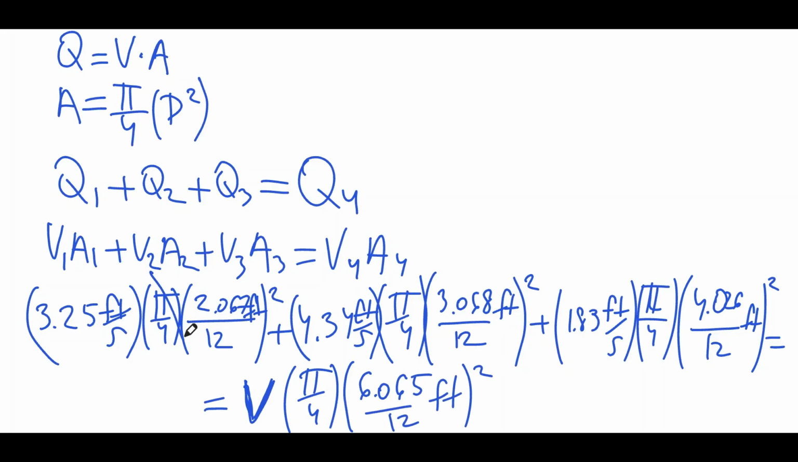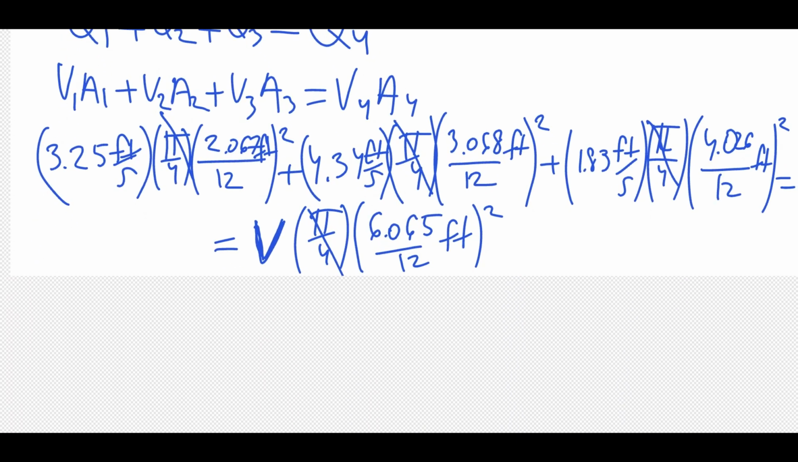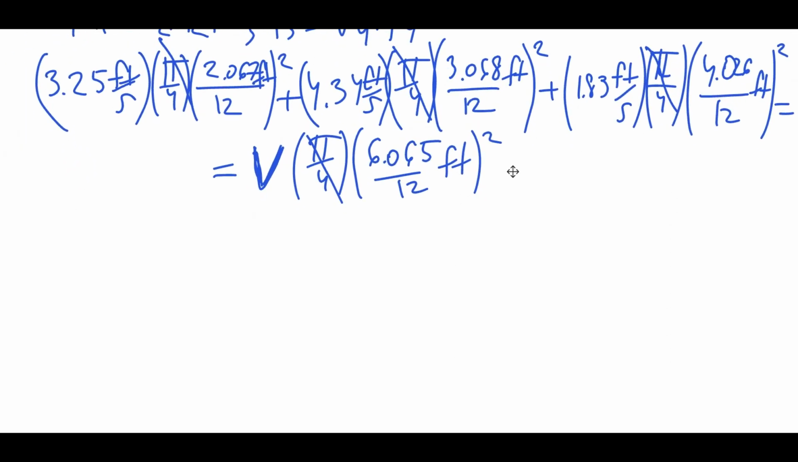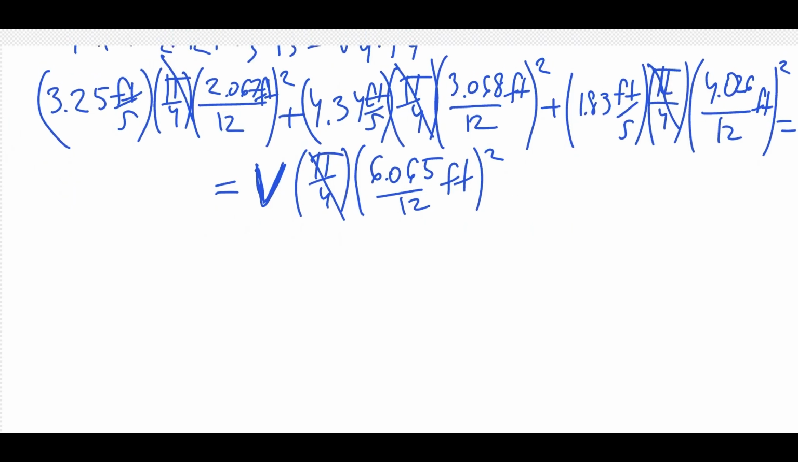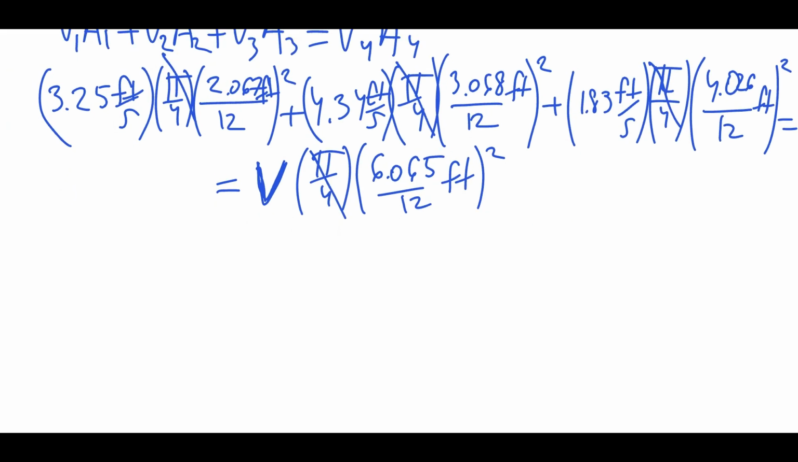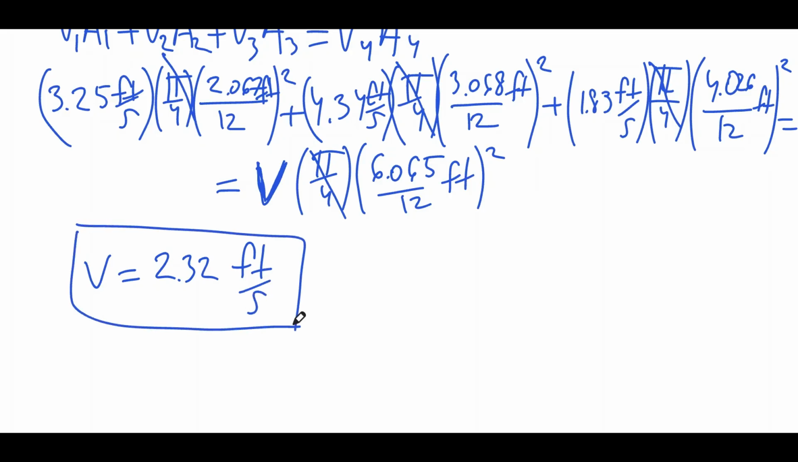Now we can cancel pi over 4 everywhere since it's on both sides of our equation. And once you type all this up in the calculator, you're going to get a velocity of 2.32 feet per second. And that's our final answer for this problem.